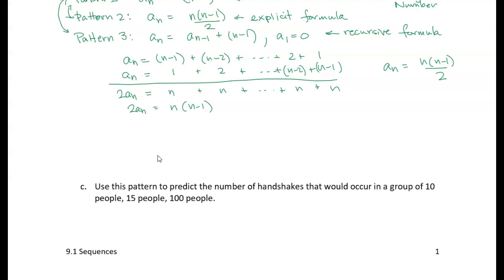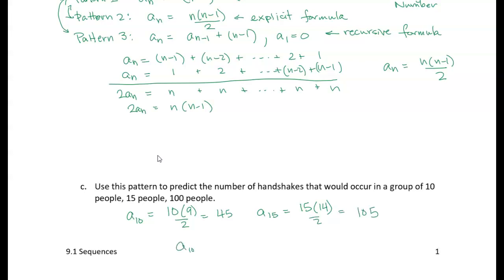The explicit formula is actually easiest to use because you can just put in n and get the number out. With the other ones, if you want 100 people, you have to add up 99 plus 98 plus 97 plus 96, 95, 94, 93, 92, all those numbers, which is a lot more work. So I'm going to use the explicit formula. For a sub 10, we plug n equals 10 into our explicit formula: 10 times 9 over 2, which gives us 45. For a sub 15, we get 15 times 14 all over 2, which is 105.